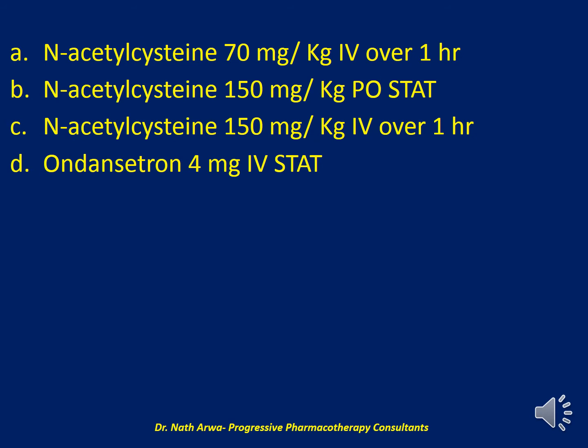Would it be N-acetylcysteine at a dose of 70 milligrams per kilo IV infused over 60 minutes? Or would it be N-acetylcysteine at a dose of 150 milligrams per kilo administered orally start? Or would it be N-acetylcysteine administered at a dose of 150 milligrams per kilo IV over 60 minutes? Or would you choose to administer 4 milligrams of ondansetron IV start? I'll give you 10 seconds to choose the correct answer.